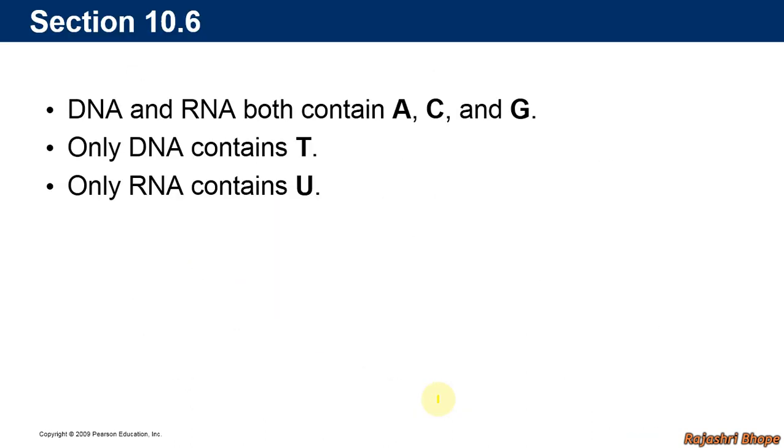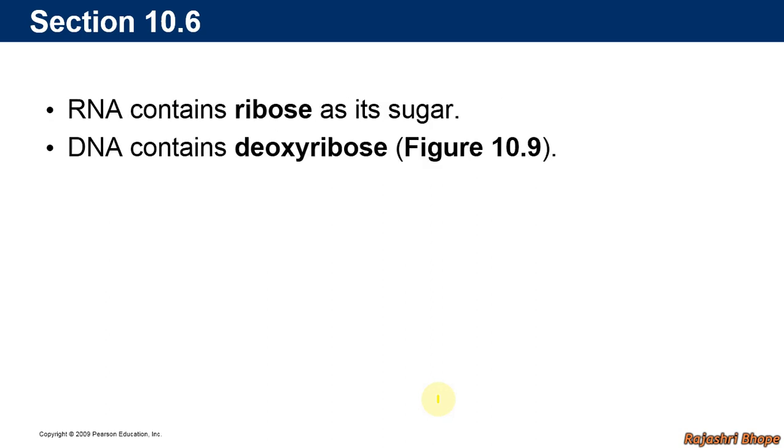Now DNA and RNA both contain A, C and G. Only DNA contains thymine along with A, C and G, and only RNA contains uracil along with A, C and G. Therefore DNA contains A, T, G, C nucleic acid bases, and RNA has A, U, G and C. RNA contains ribose sugar and DNA contains deoxyribose sugar.